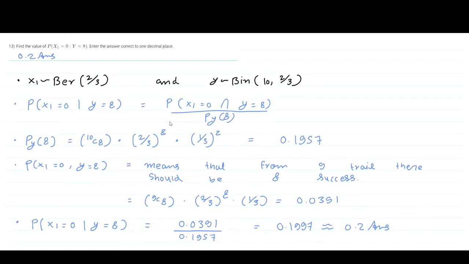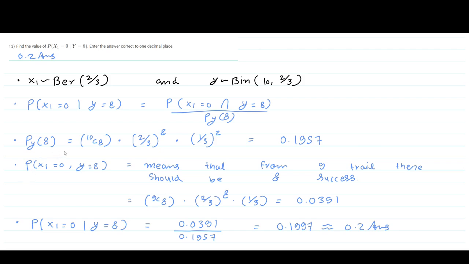Let us see question number 13 now. Find the value of x1 is equal to 0 under the condition y is equal to 8. x1 is going to follow the Bernoulli with probability of success equal to 2 by 3, and y is going to follow the binomial with n equal to 10 and p equal to 2 by 3. So, the probability of x1 is equal to 0 under the condition y is equal to 8 is equal to probability of x1 is equal to 0 intersection y is equal to 8 divided by probability of y is equal to 8. Let us first find the probability of y is equal to 8.